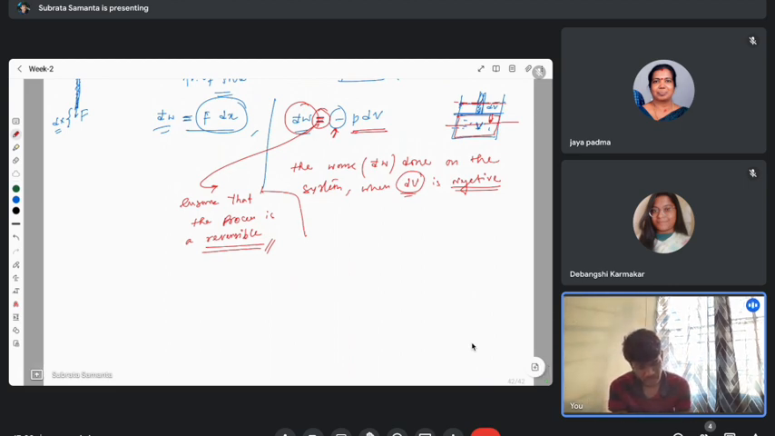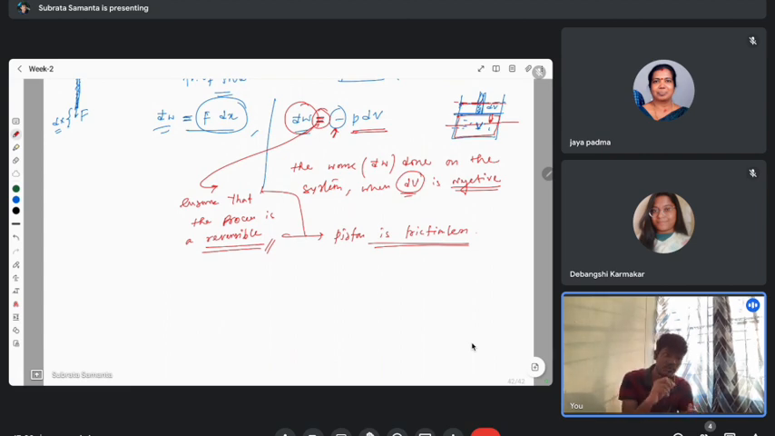So reversible means that your piston is frictionless. How do we get a reversible process? A reversible process is obtained by slowly changing the piston.